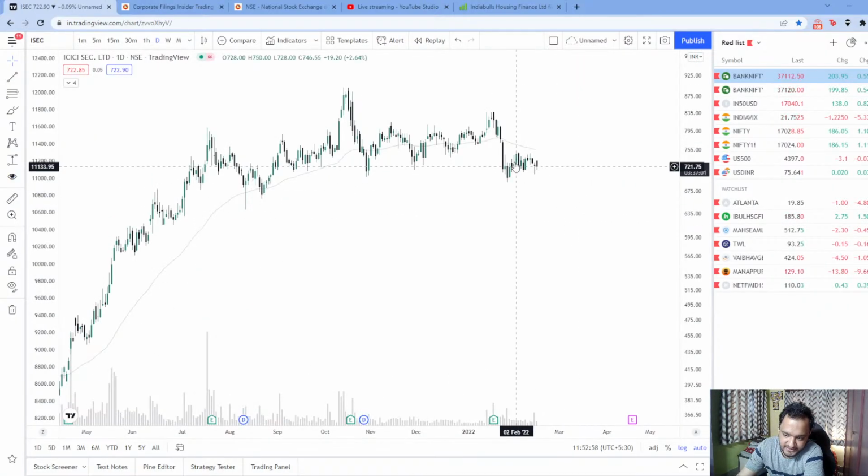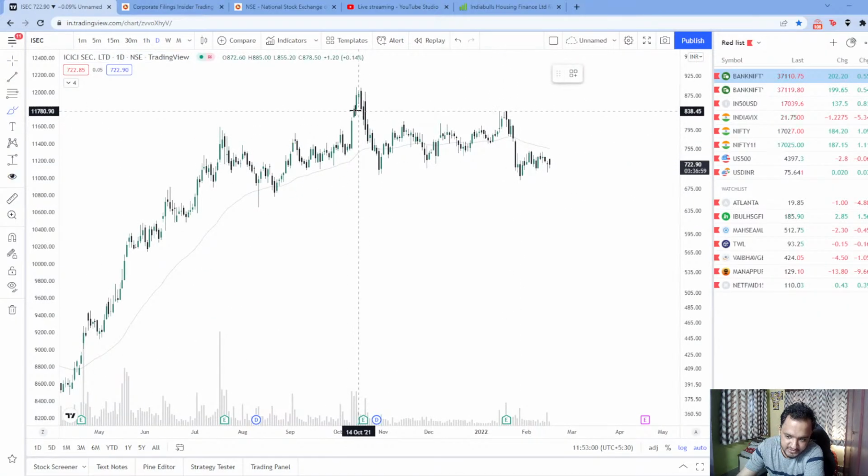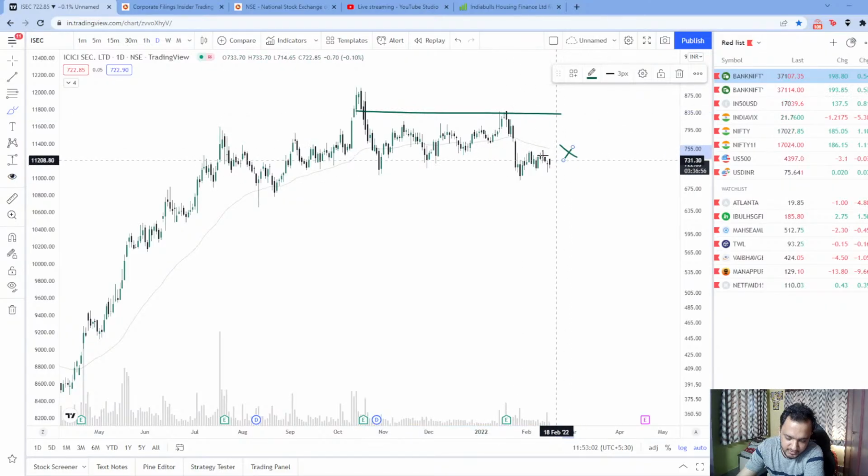ICICI Securities, again, nothing here. First test of the supply and it fell down. So nothing here.